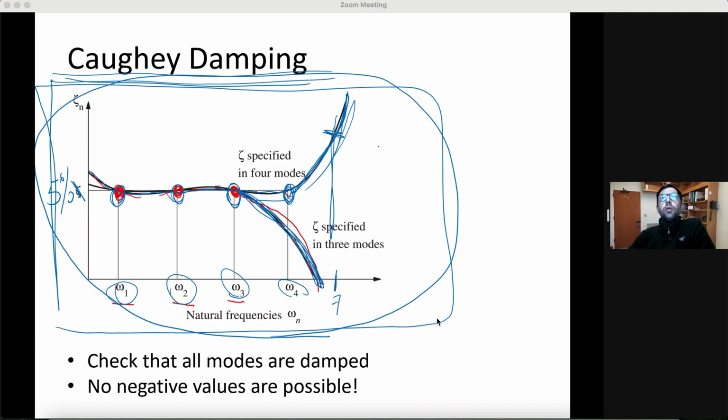Guys, do you have questions regarding how to model damping in your structures?